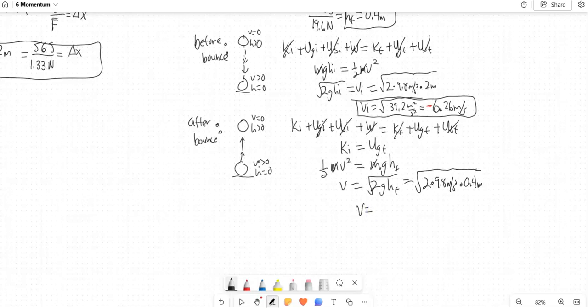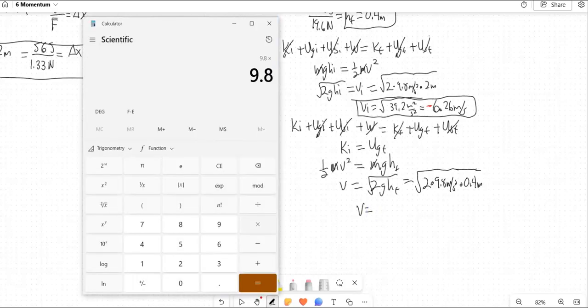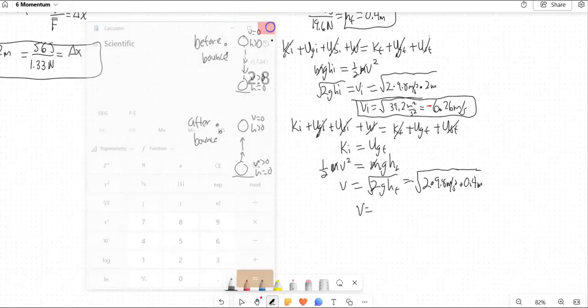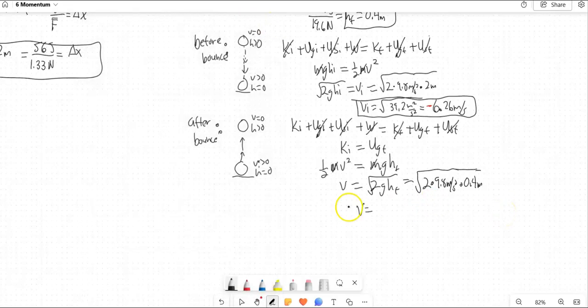Let's find out. So 9.8 times 2 times 0.4 is 7.84, and we're going to square root that. 2.8. That's pretty close. So now, the velocity leaving the floor is going to be 2.8 meters per second. So this is the velocity, and that's going to be positive, that is leaving the floor. So this is after impact. And this is before impact.